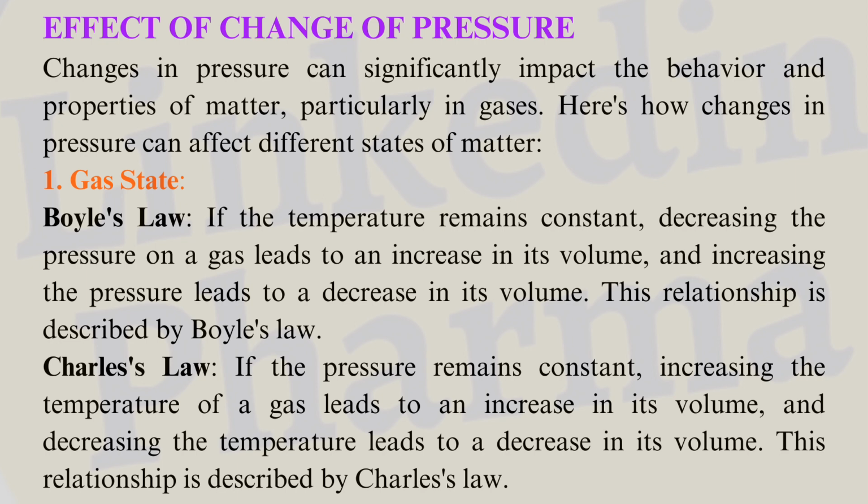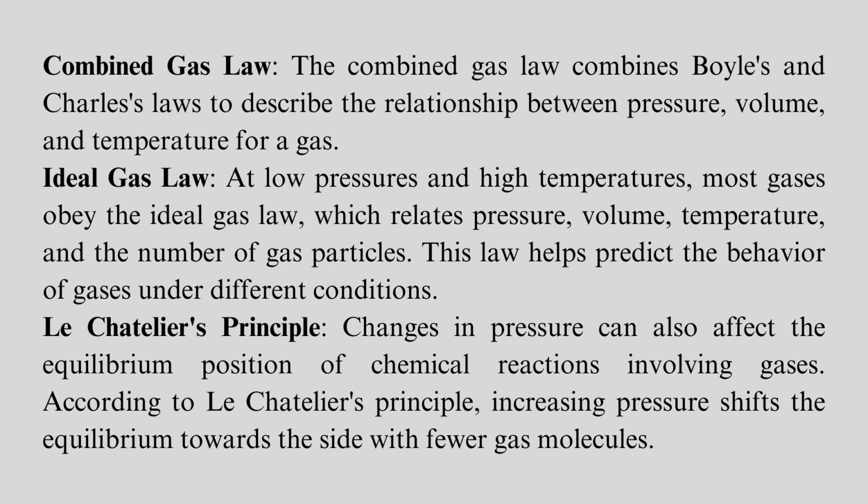Charles's law. If the pressure remains constant, increasing the temperature of a gas leads to an increase in its volume, and decreasing the temperature leads to a decrease in its volume. This relationship is described by Charles's law. Combined gas law. The combined gas law combines Boyle's and Charles's laws to describe the relationship between pressure, volume, and temperature for a gas. Ideal gas law. At low pressures and high temperatures, most gases obey the ideal gas law, which relates pressure, volume, temperature, and the number of gas particles. This law helps predict the behavior of gases under different conditions.